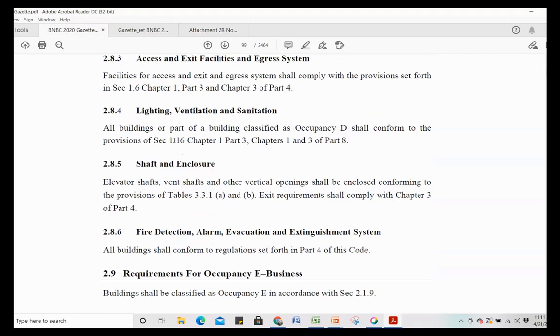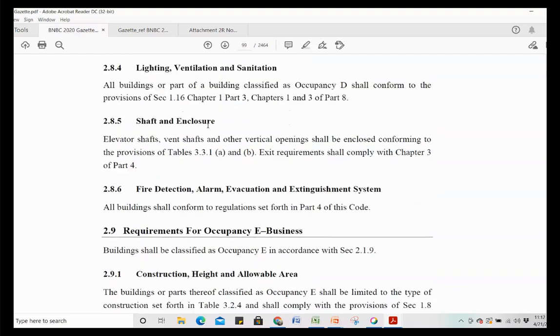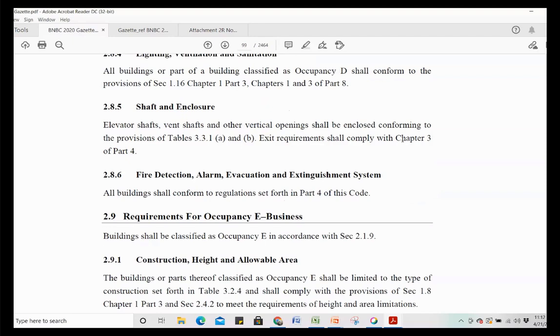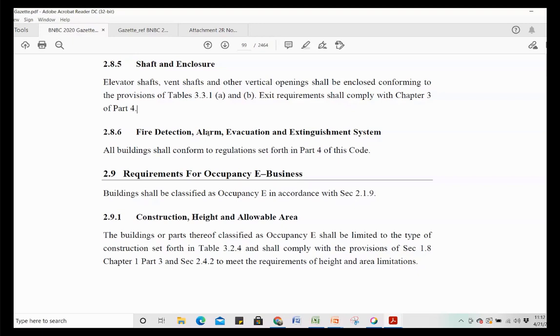Lighting, ventilation, sanitation, referring to 1.1.6, part 3, chapter 1, and chapter 1 and 3 of part 8. So here you can see that sanitation is not a separate subsection. It comes along with lighting, ventilation and sanitation. So shaft and enclosure, it is referred to chapter 3 of part 4. Fire detection, alarm, evacuation, extinguisher system, it is also referred to part 4.